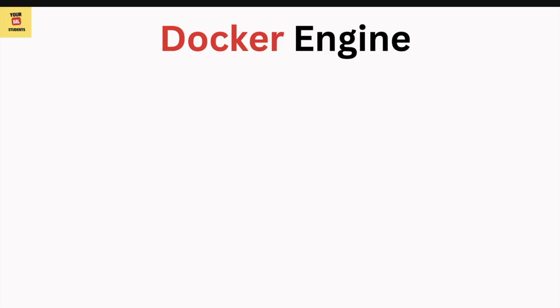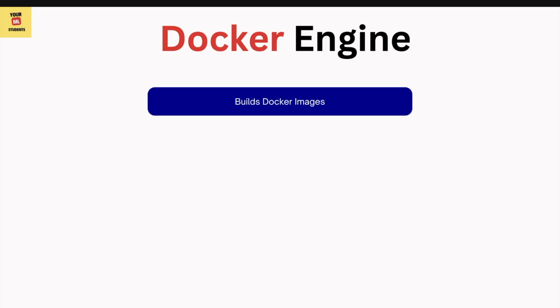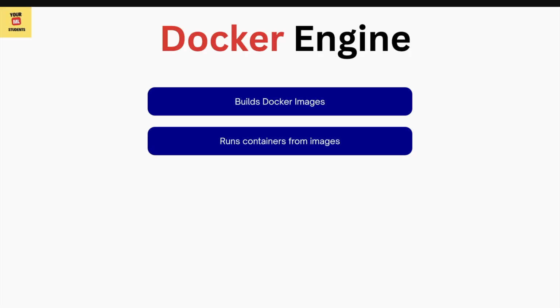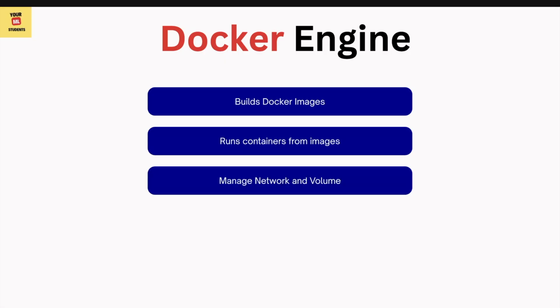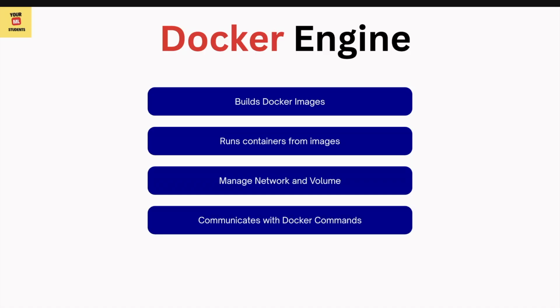So as you've installed Docker Desktop on your system, that means now you can access the Docker Engine. Docker Desktop is nothing but the Docker Engine which will help you to do your stuff. Okay, so let us understand what Docker Engine does. It builds Docker images, it runs containers from images, it manages networks and volumes, and it communicates with Docker commands. What is an image, what is a container, what is a network, what is a volume, we will understand each of them in detail further, but this is what it does in a nutshell.